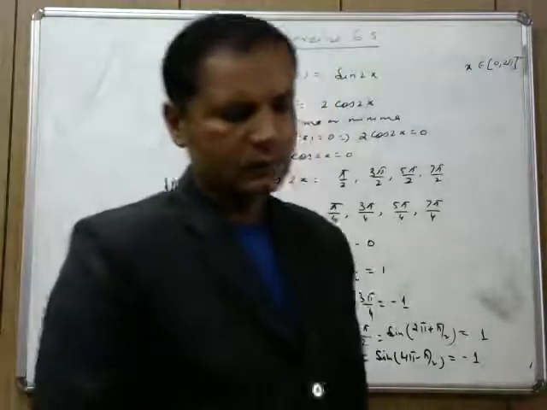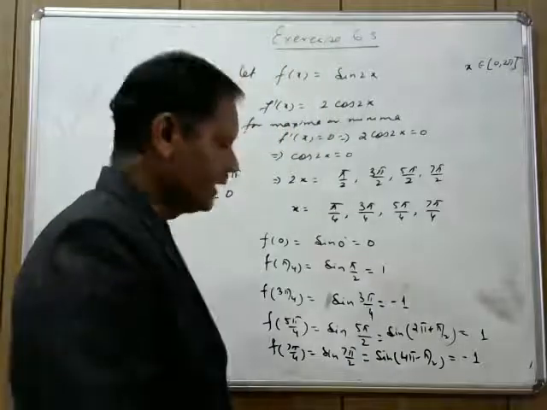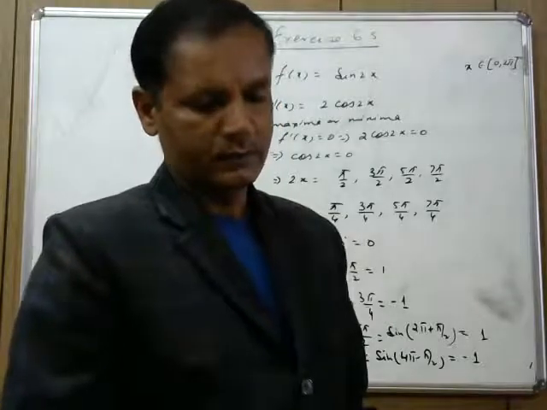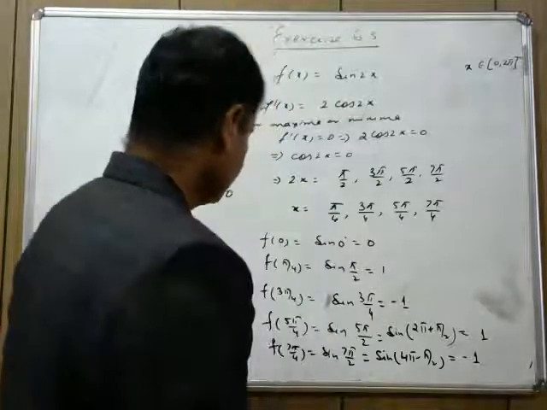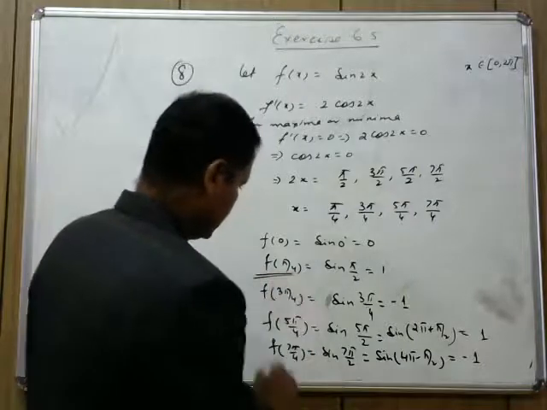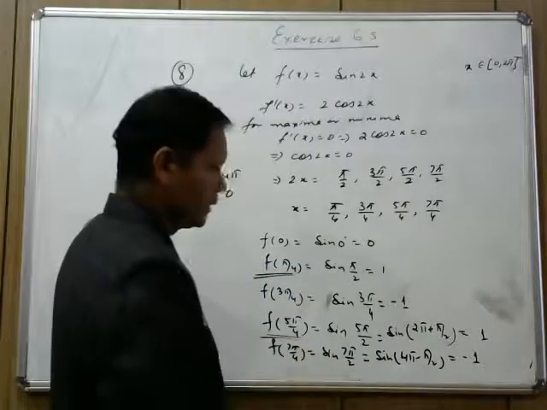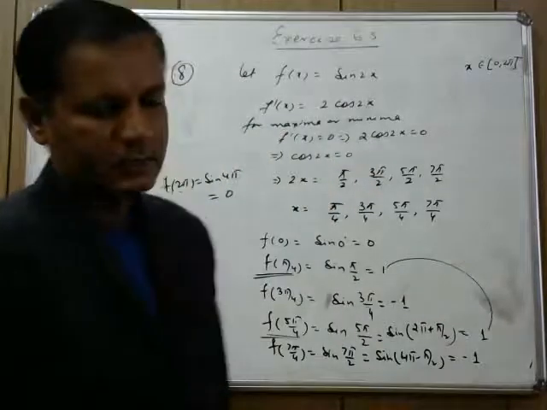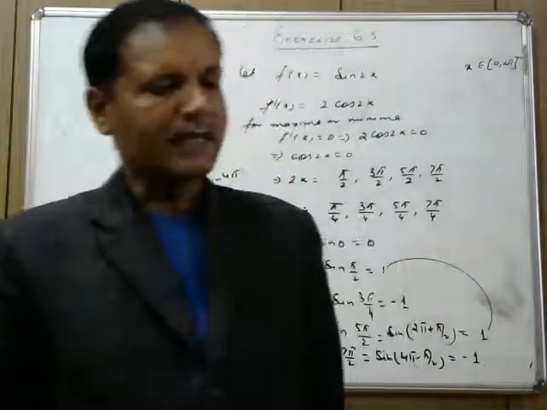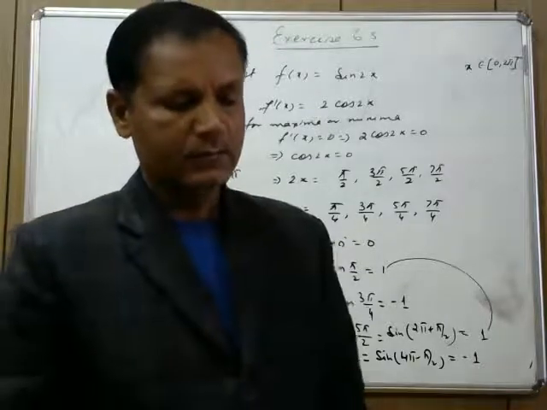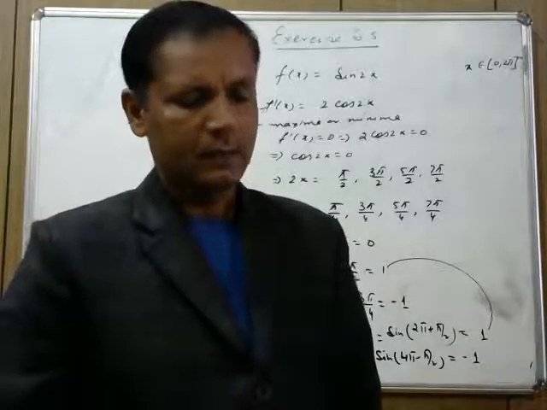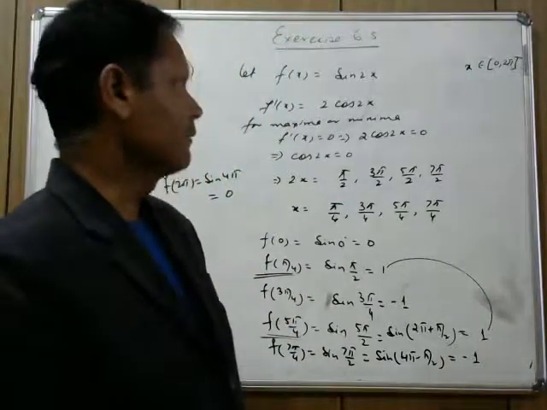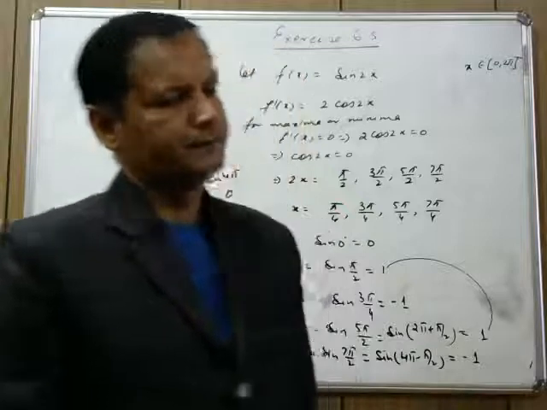which is 0. That means we find that x is equal to pi by 4 and another value 5 pi by 4. There are two places where we get the value 1. That means the given function attains the maximum value at pi by 4 and 5 pi by 4 in the given interval 0 to 2 pi.